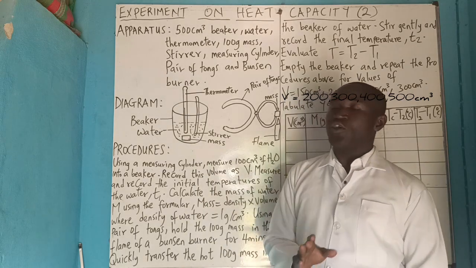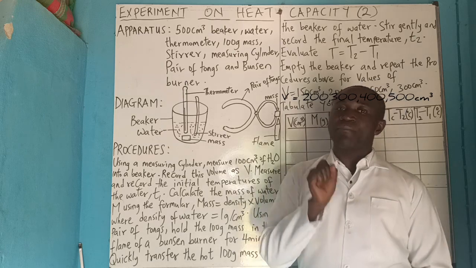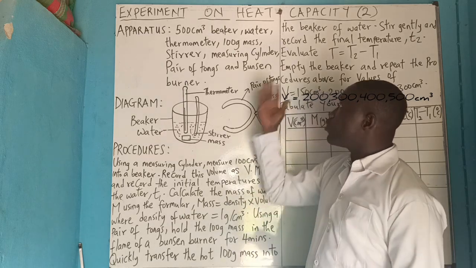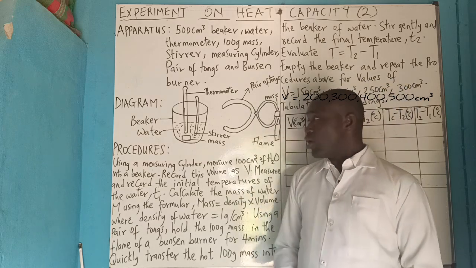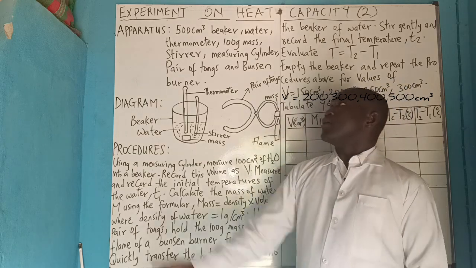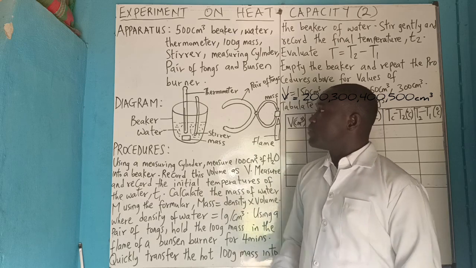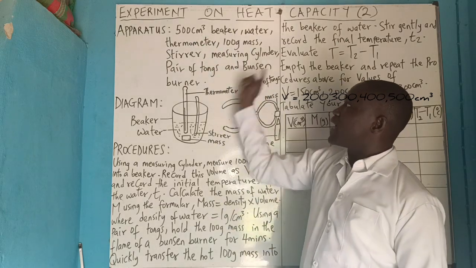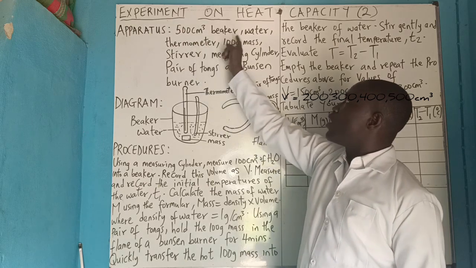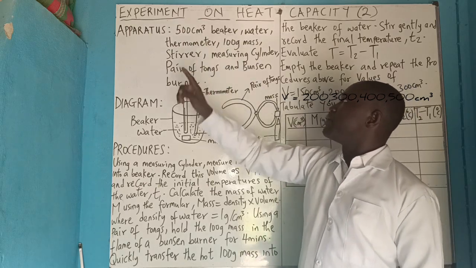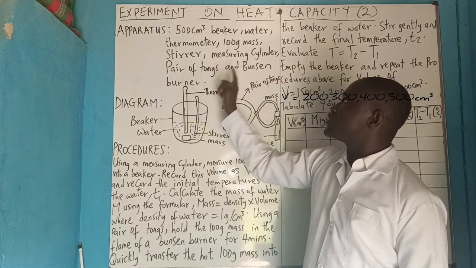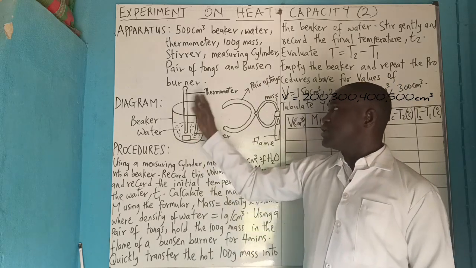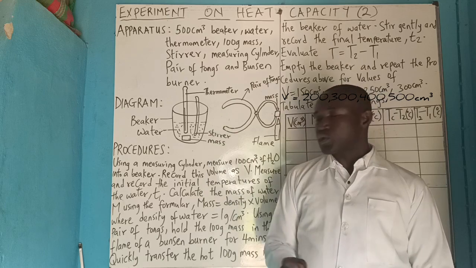In today's video, we want to discuss another important experiment on heat capacity. We have done the first one, so we want to do the second one on heat capacity. Look at the apparatus on the board: 500 cm cube beaker, water, thermometer, 100 gram mass, stirrer, measuring cylinder, pair of tongs, and Bunsen burner. Look at the diagram showing this apparatus we talk about.